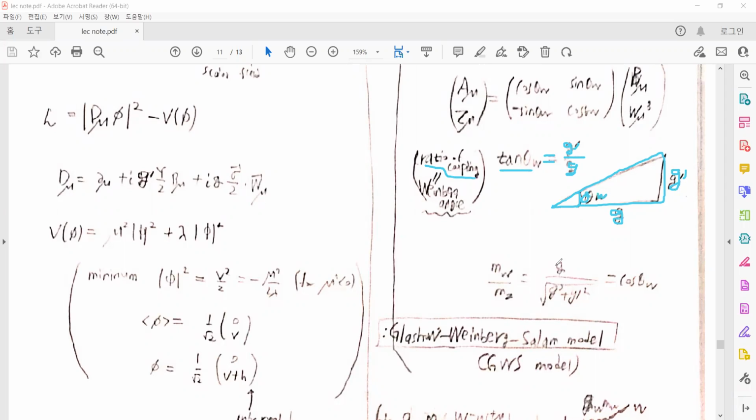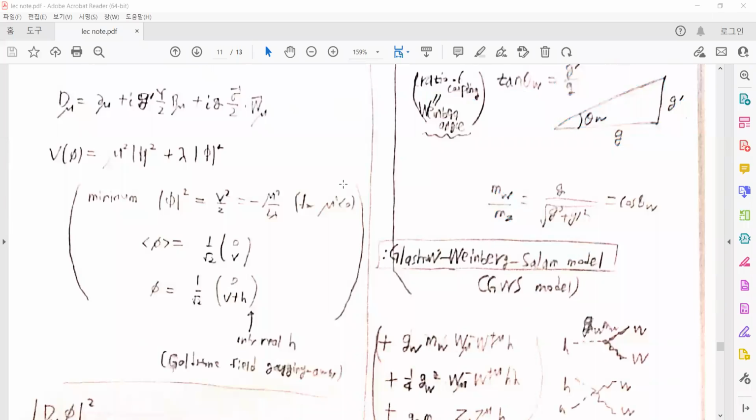And we can find the relation between the masses of the W boson and Z boson through the Weinberg angle, cosine theta_W. This mechanism of generating the masses of the W and Z bosons is called the Glashow-Weinberg-Salam model, the GWS model. So that is how the gauge bosons acquire mass, through the mixing of the electromagnetic and weak interactions.